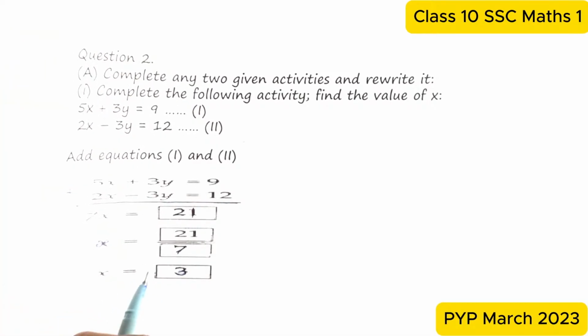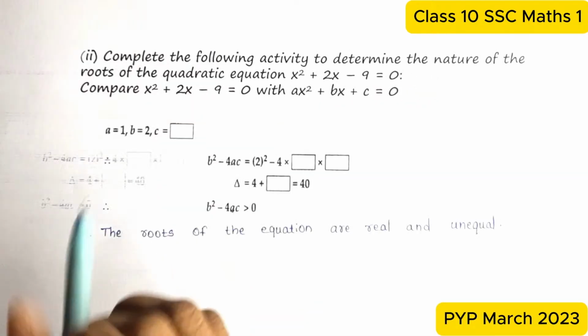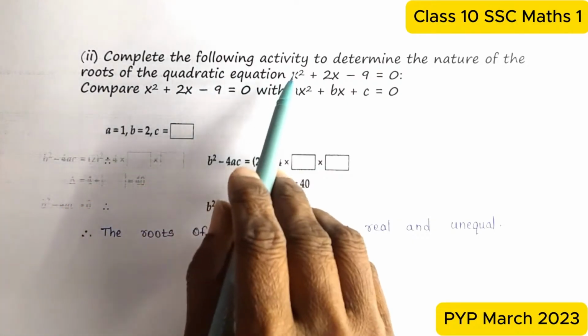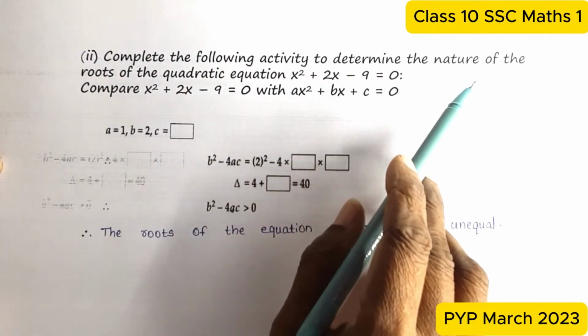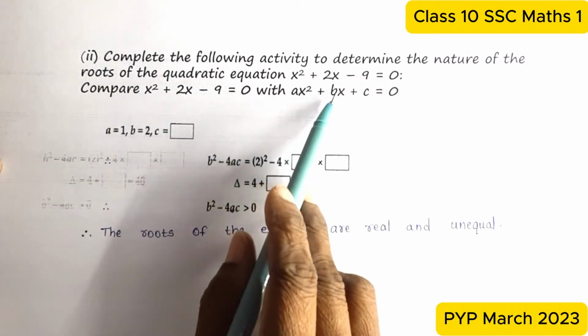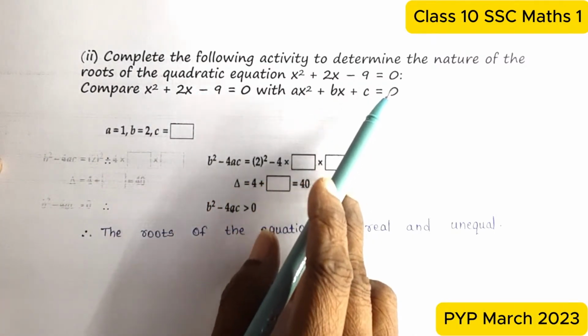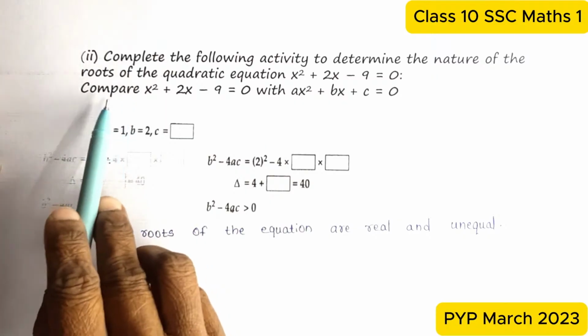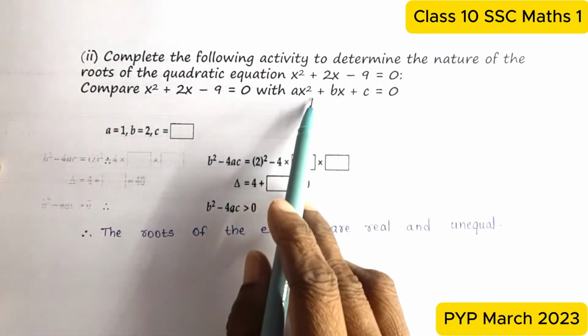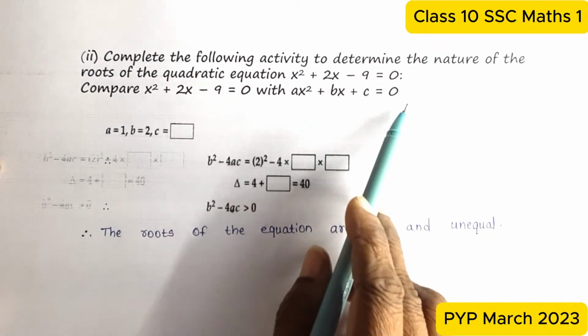Then next one, students, question 2, answer. Complete the following activity to determine the nature of roots of the quadratic equation x square plus 2x minus 9 is equal to 0. Now here solution, compare x square plus 2x minus 9 is equal to 0 with ax square plus bx plus c is equal to 0.